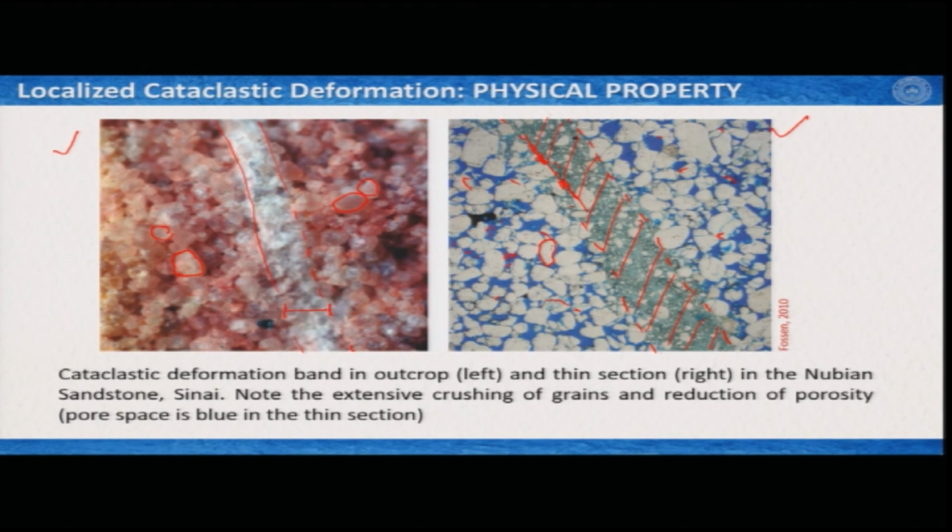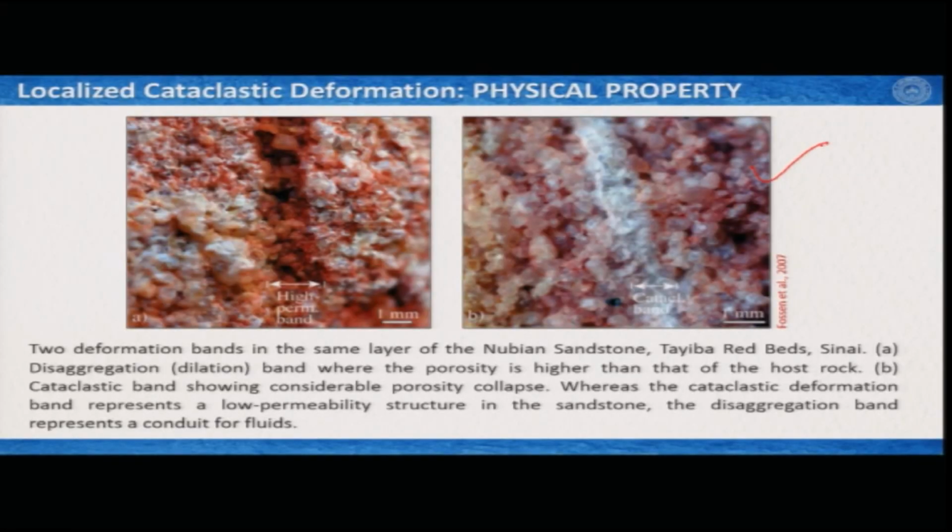But we still have to answer the question why we should be concerned about this kind of deformation. So far, in whatever examples we looked at, along these localized cataclastic deformation bands the porosity got reduced. Can we have an example otherwise, where the porosity can also increase along these deformation bands? The answer is yes. This image is exactly what we have seen in the previous slide, where porosity got extremely reduced along this narrow zone.